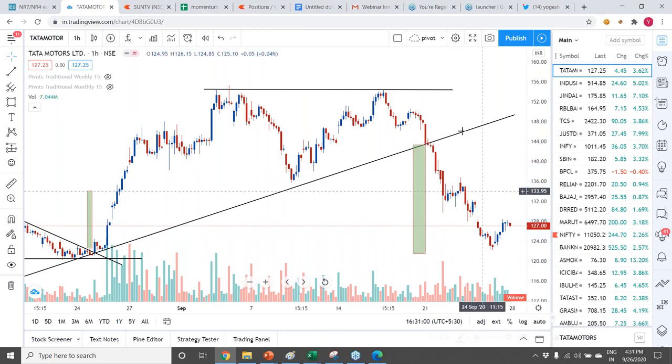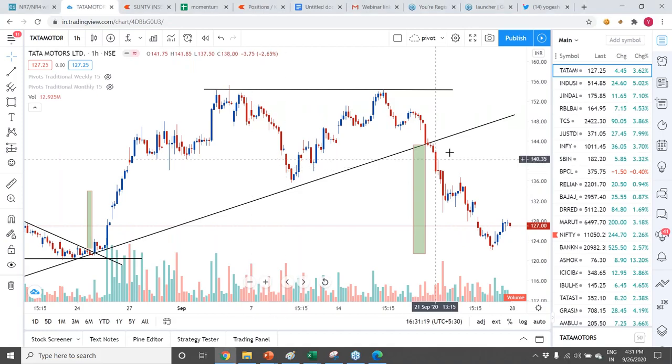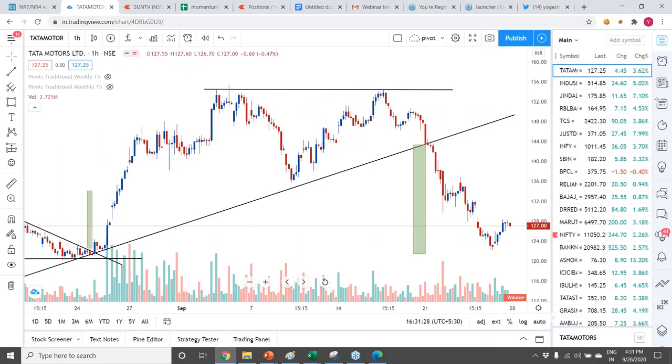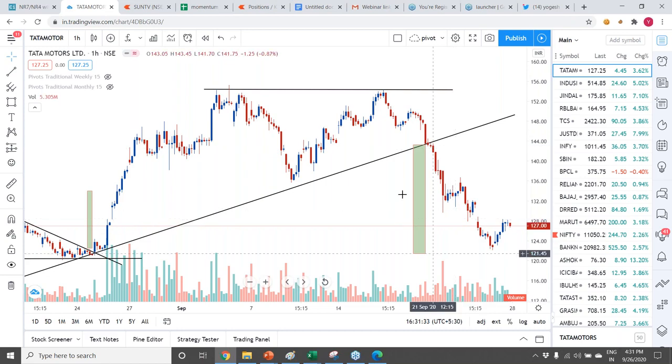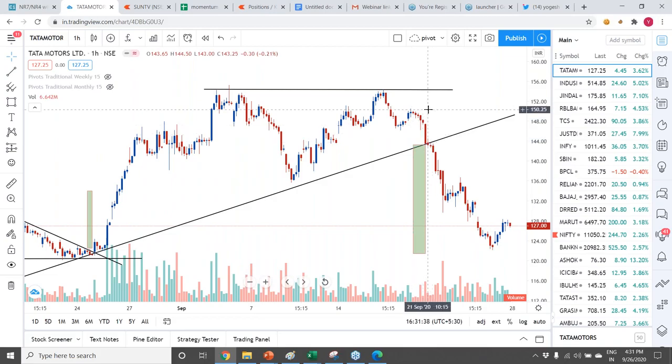Okay. Now we'll go to this. Say this date was 21st September. Tata Motors. Entry is 143. This is a triangle, sell. Our target is 121.5. SL as per swing is 150.